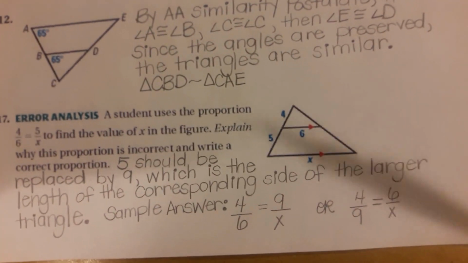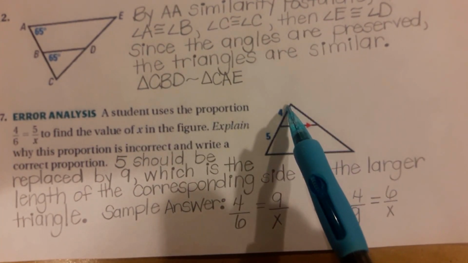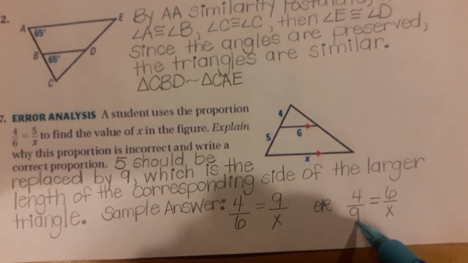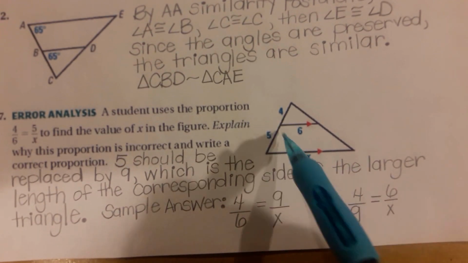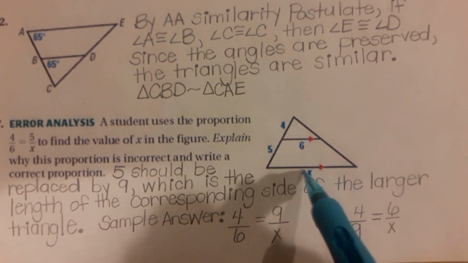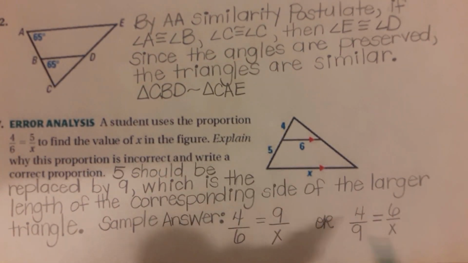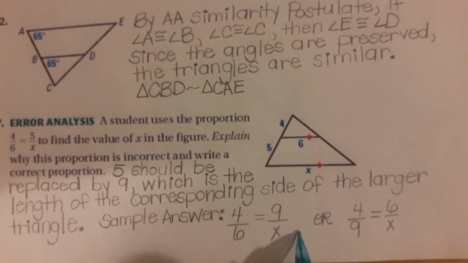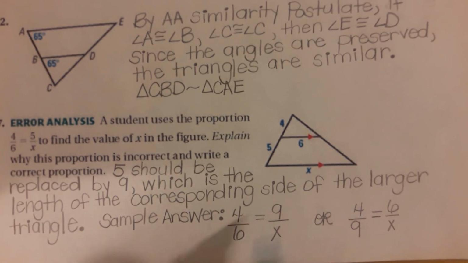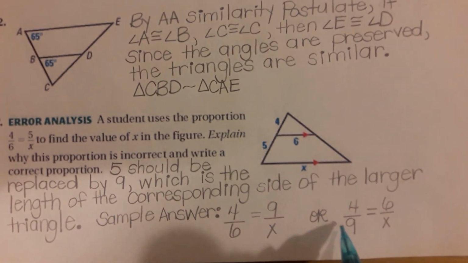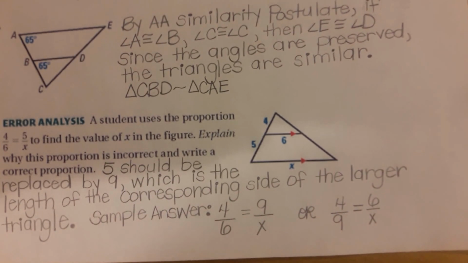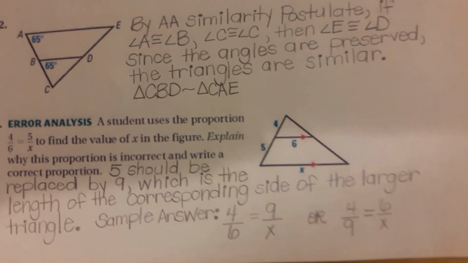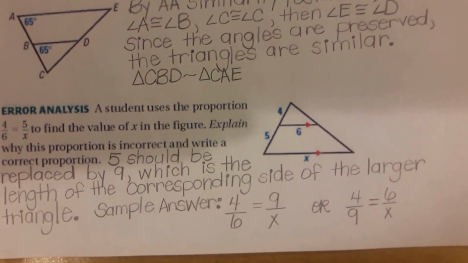Another way you could have written it is 4 over 4 plus 5, which is 9, equals 6 over x. Okay? And if you look at the math, it's going to come out the same. I have 4 times x, 9 times 6, 4 times x, 9 times 6. Still get the same information. So it does not matter how you set up that proportion, because you'll still get the same answer for x.